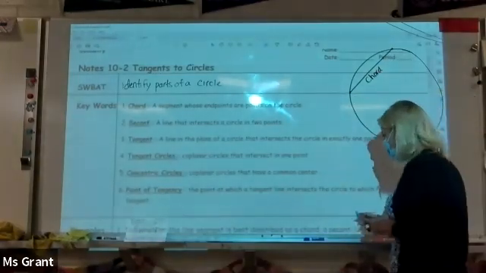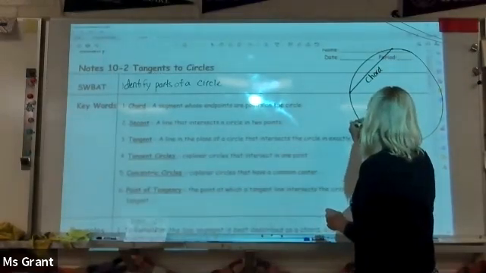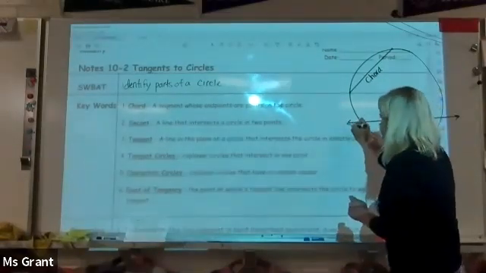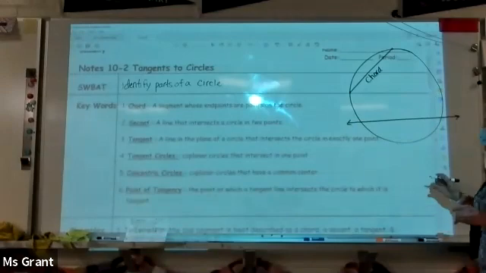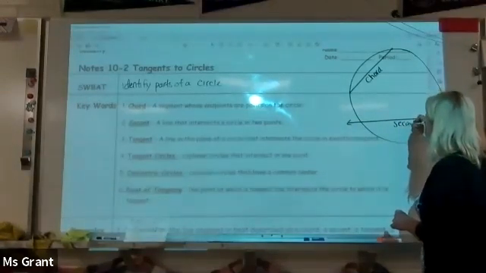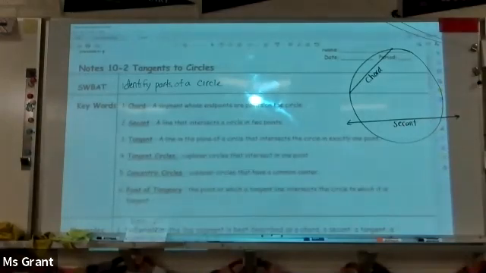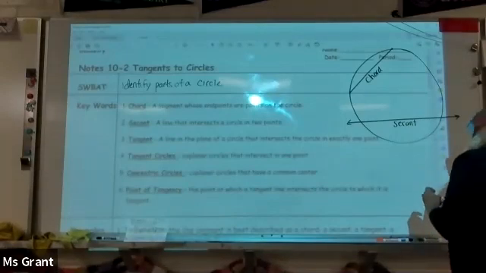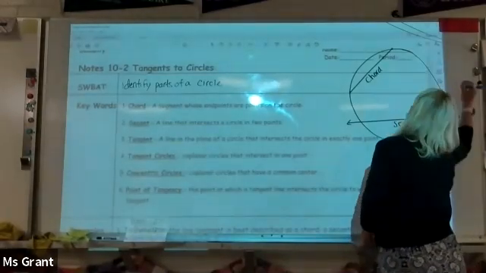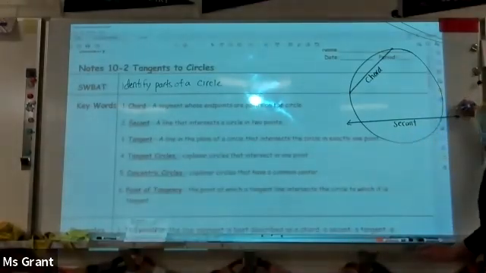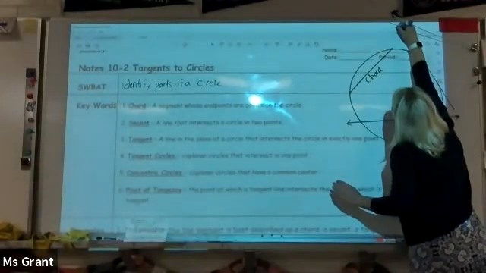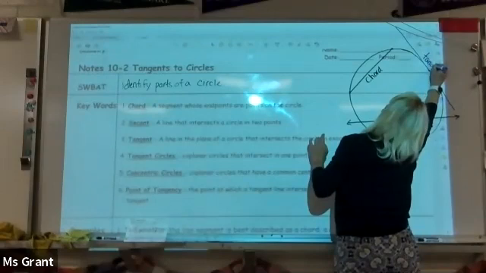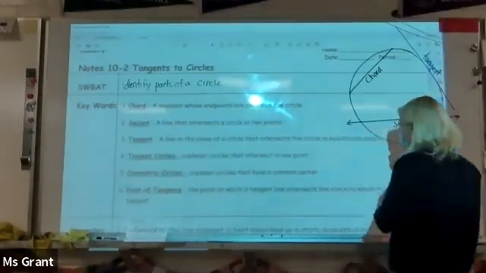Okay? A secant is a line that intersects the circle. So I'll just draw it like this. It has arrows on both ends, so it goes in both directions forever and ever. Secant. A tangent line. It's a line that touches in one spot. So it's going to hit like one point. Tangent. It's a line. Tangent line.